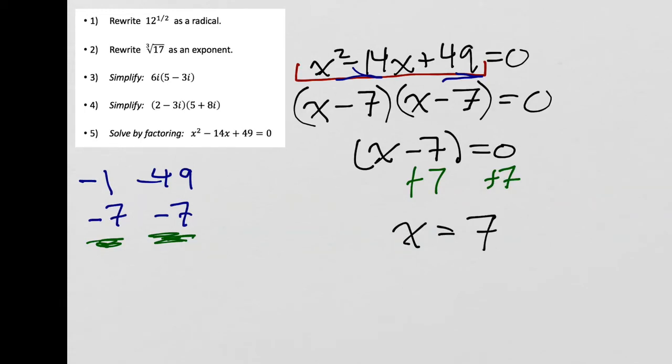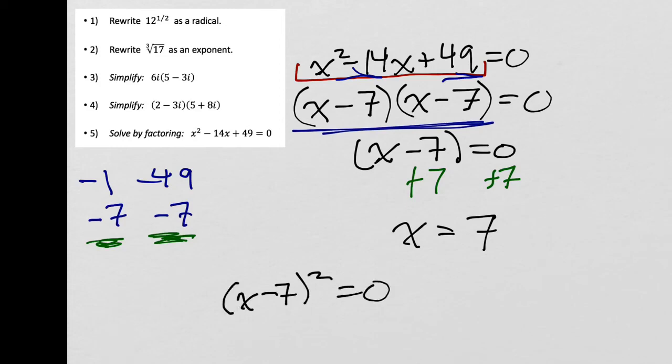But hold your horses. Look at this thing right here. That says x minus 7 times x minus 7. That means this is x minus 7 squared equals 0. And I just wanted to point that out because this right here is a perfect square trinomial, kind of like what we were talking about last week. Alrighty then.